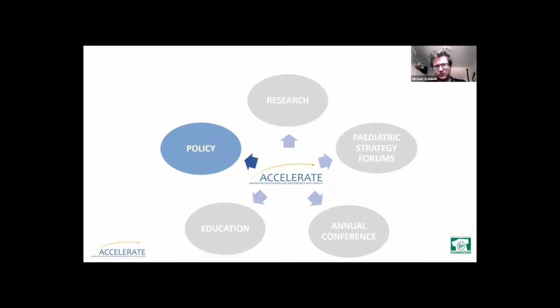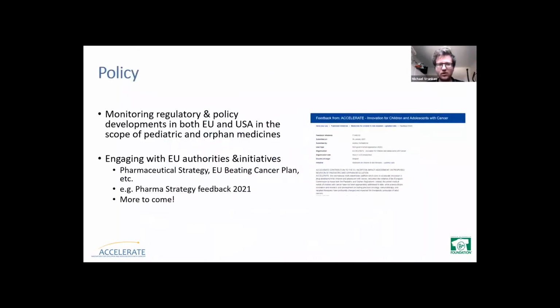So Accelerate is also involved in policy. When we look at what we do concretely towards policy, we monitor the regulatory and policy developments in both the EU and the US in the scope of pediatric and orphan medicines. To give you a concrete example, we monitored pharmaceutical legislation in the EU and the RACE for Children Act in the US, and how these policy developments influence our community.